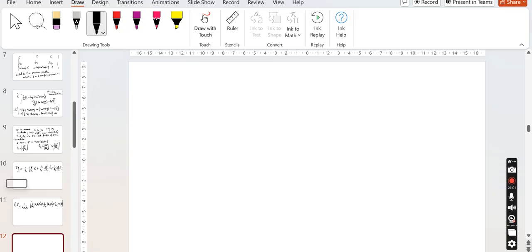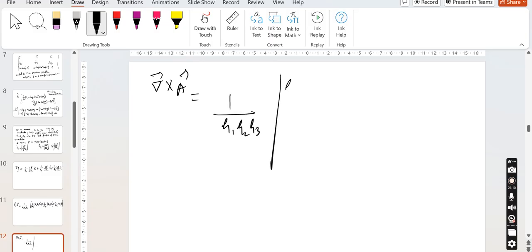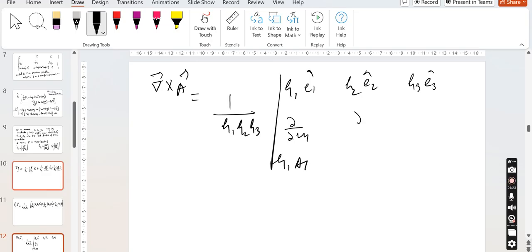The curl formula is this: 1 by h1 h2 h3, determinant with rows h1 e1, h2 e2, h3 e3, del del u1, del del u2, del del u3, and h1 A1, h2 A2, h3 A3.